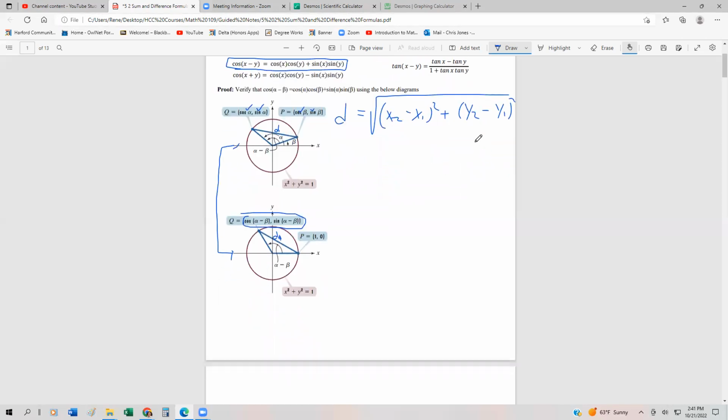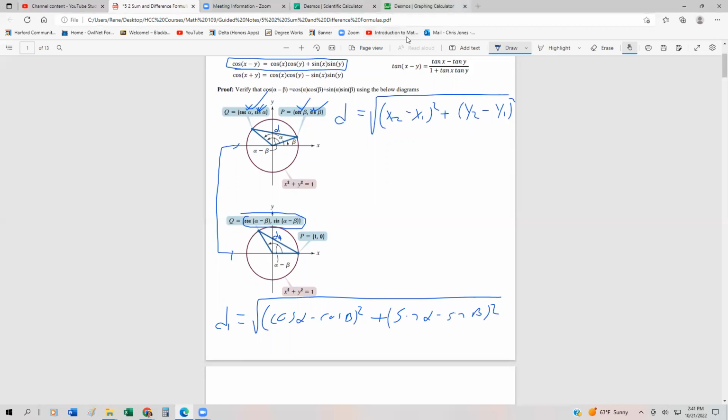So for our first distance, which I'm going to call distance 1, that's going to be equal to the square root of cos beta minus cos alpha, okay, or vice versa. So let's use cos alpha minus cos beta. Doesn't matter that much. So cos alpha minus cos beta squared plus sine alpha minus sine beta, so sine alpha minus sine beta quantity squared.